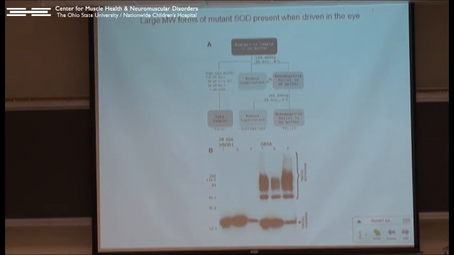This is the only experiment where they used the eye driver. So again, they're driving the mutant forms in the eye, and what they did then is dissect out the eyes and do biochemistry. And they show that you have these large molecular weight forms of the protein, and they're suggesting that this is indicative of aggregates. So like in the worm, they think that they're seeing aggregates, large forms of this mutant protein when you drive it in neurons, at least in the eye. Okay. And that's just with G85R.